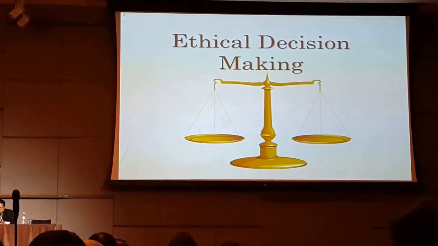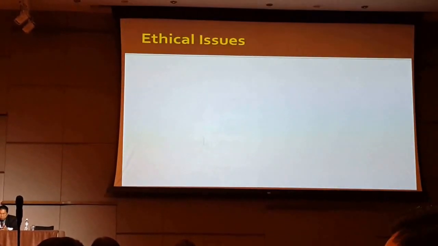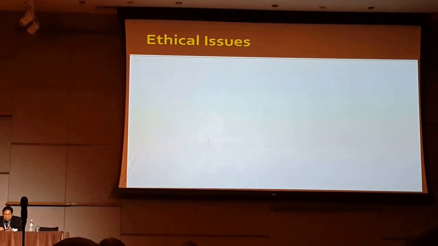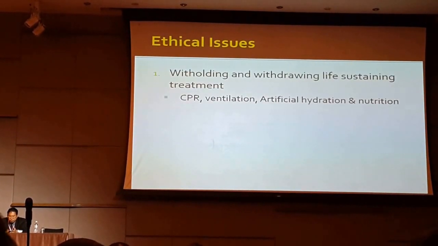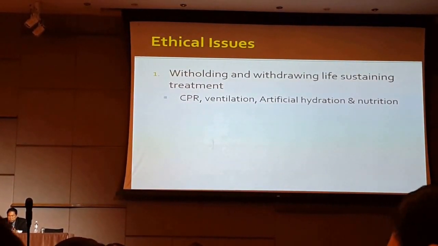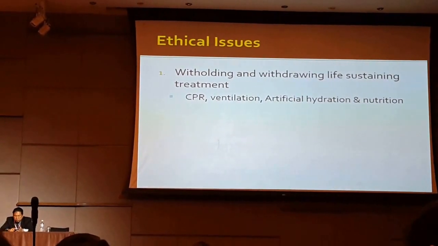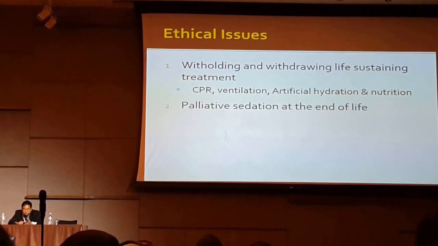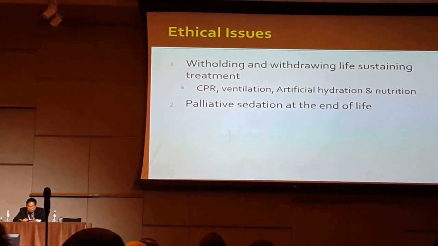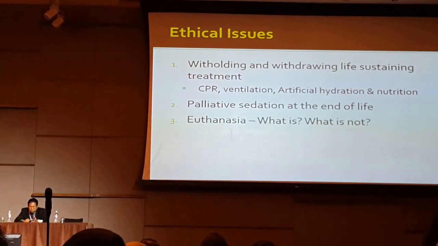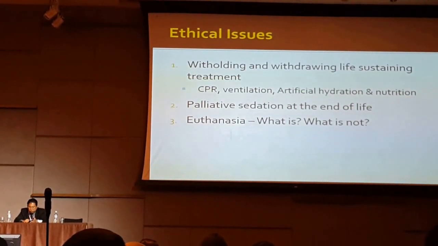Now, finally, just end off with talking about ethical decision making. Some of the common ethical issues that occur at the end of life include withholding and withdrawing life-sustaining treatment, things like CPR, ventilation, artificial hydration, and nutrition. And then issues of sedation, using sedation at the end of life, and things like opioids. And then again, just about what is euthanasia and what is not euthanasia.